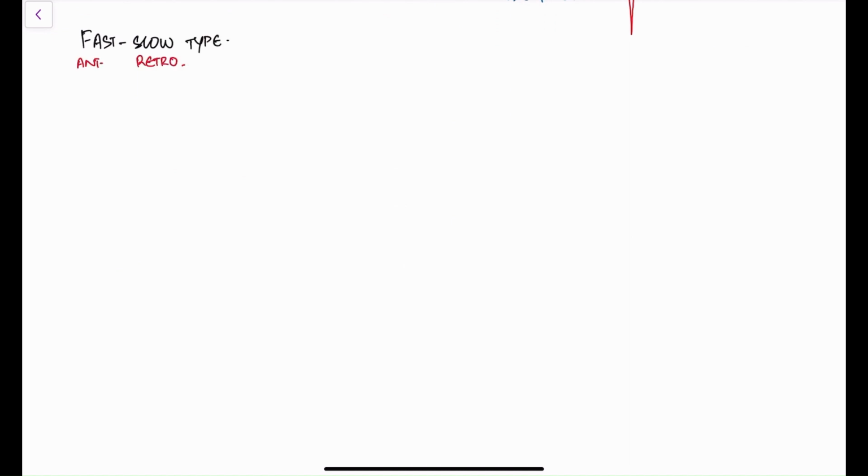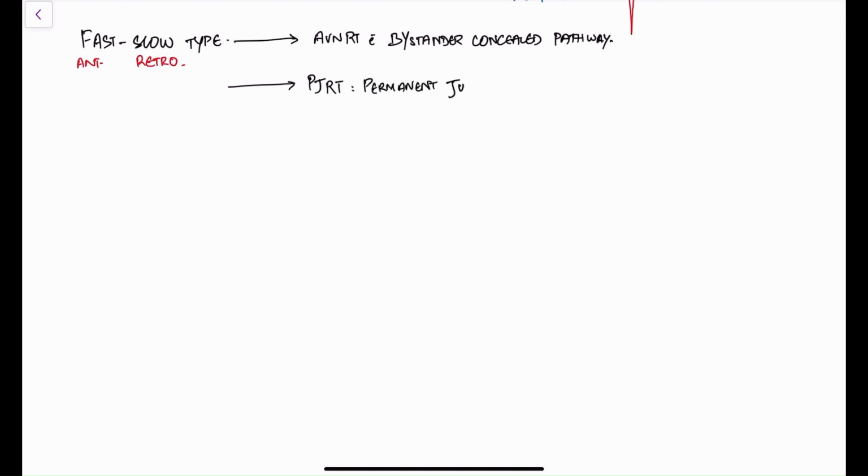A fast-slow type of AVNRT happens when anterograde conduction is via the fast pathway and the retrograde conduction is via the slow pathway in the AV node. This can also happen with a bystander concealed pathway. Another example is that of a permanent junctional reciprocating tachycardia that we discussed above. That usually happens in neonates, and there is no pre-excitation seen on the normal ECG.